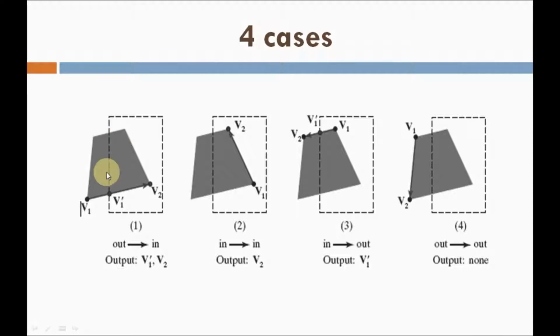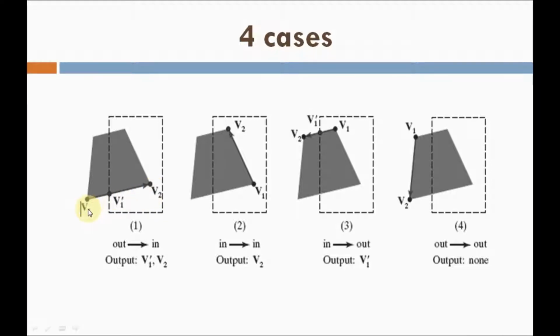Here in the first case, you can see the edge between the vertices v1 and v2 is moving. In which way is it moving? It's moving from outside to inside. This is the clipping window, and v1 to v2 is moving in such a way that it is moving from outside to inside.